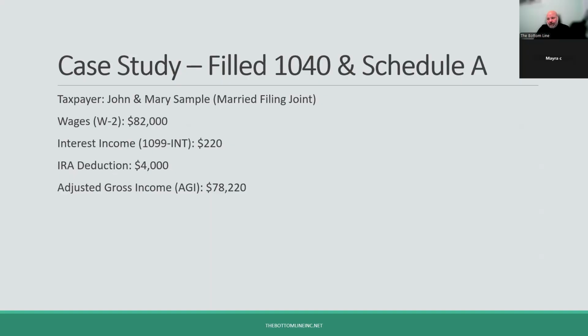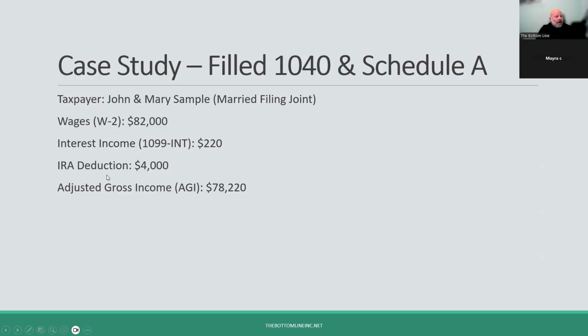So we want to do a case study tonight. And this is John and Mary Sample. They're married, they're filing jointly. So the case study here is we're going to file a 1040 with a Schedule A, possibly, for this taxpayer. They're W-2 earners. They have interest of $220. They have an IRA deduction, which we know is an adjustment to income.